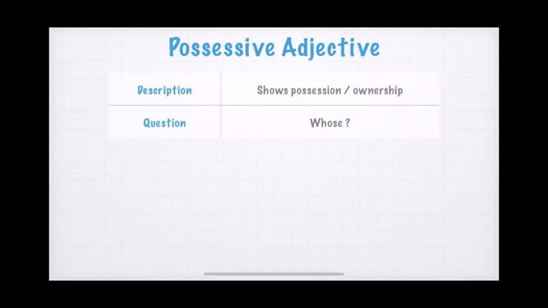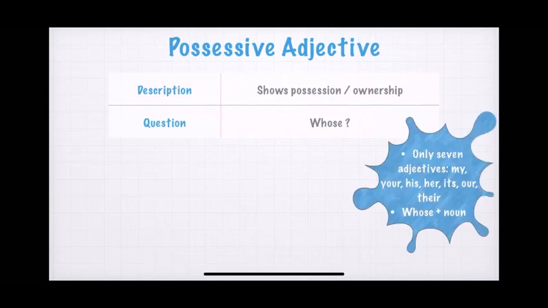Possessive adjective. It shows possession or ownership. It answers the question whose. There are only 7 possessive adjectives: my, your, his, her, its, our, their. These are all possessive adjectives. Now in possessive adjectives you will see that the possessive adjective is followed by the noun.